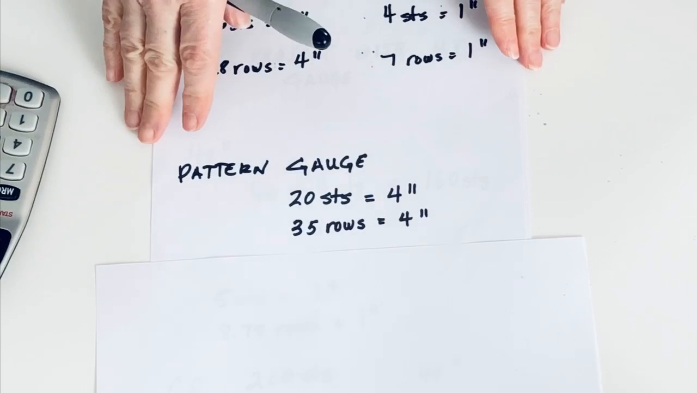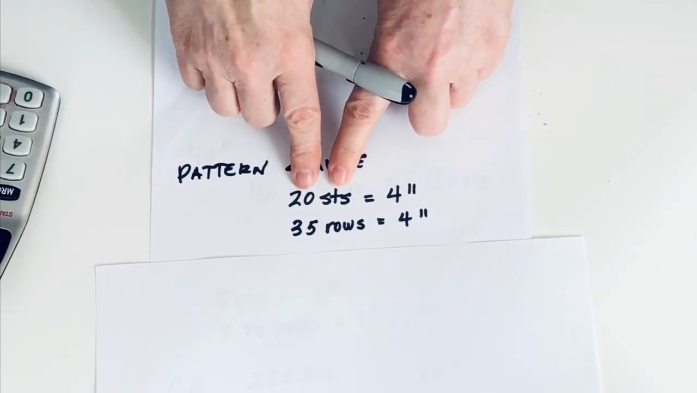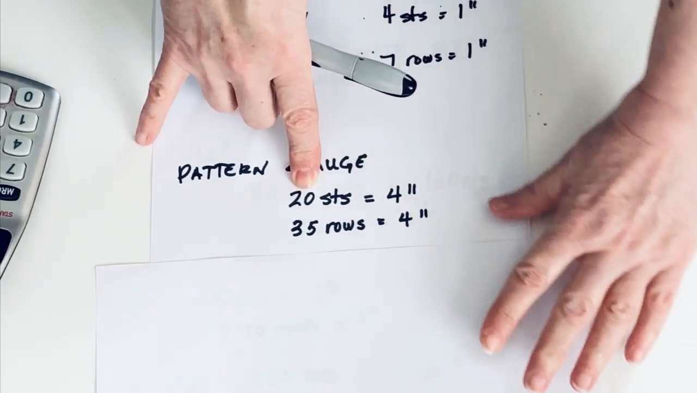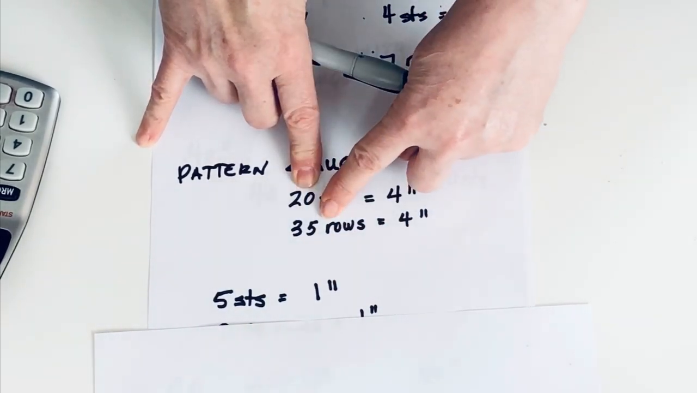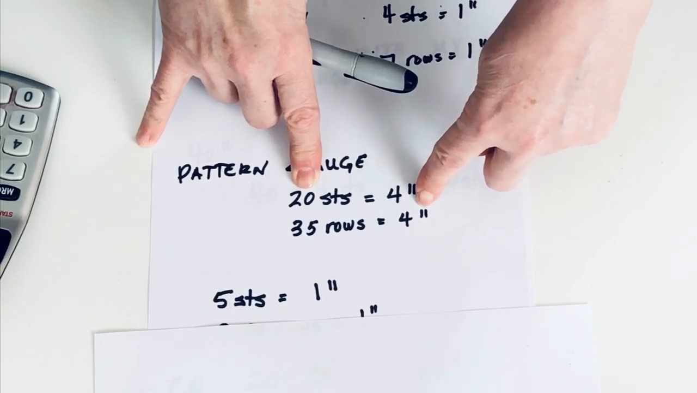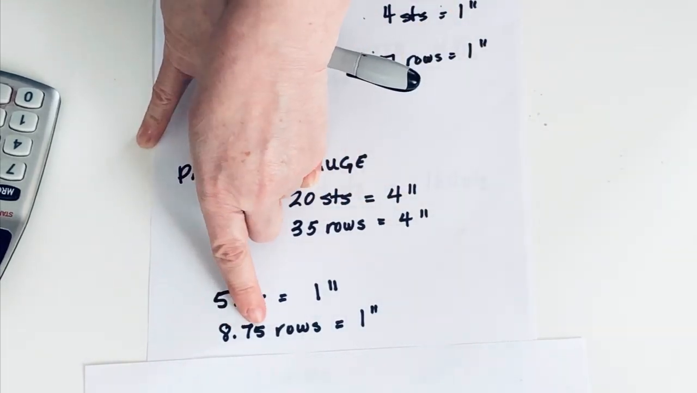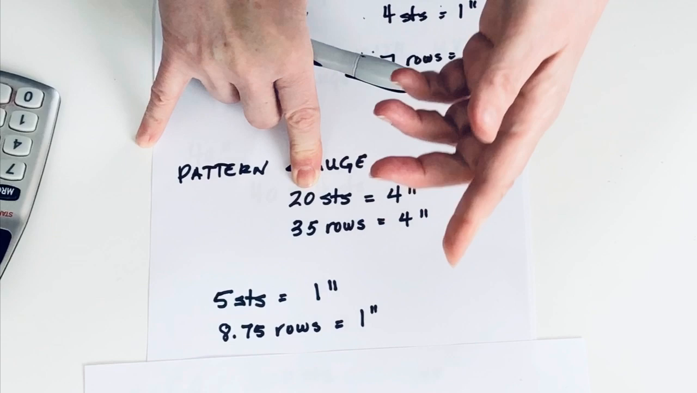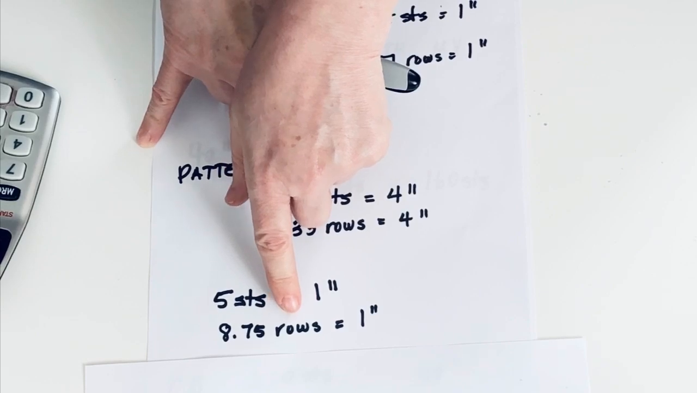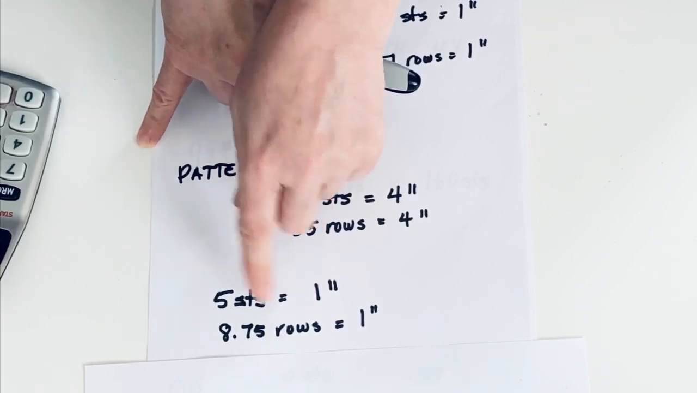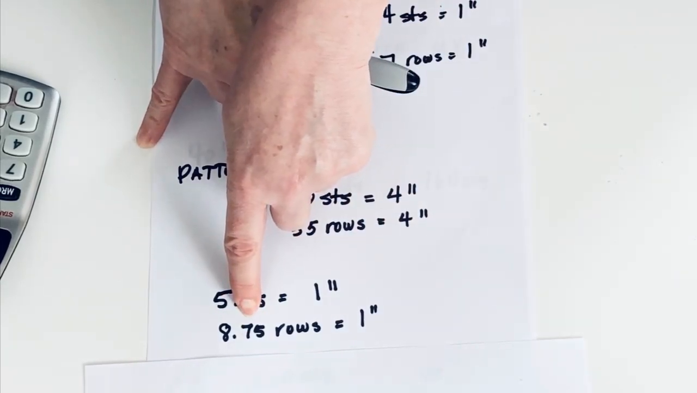If I do the same math on the pattern gauge as I did for our swatch gauge, I have 20 stitches divided by 4 inches, and that gives me 5 stitches equals 1 inch. And I have 35 rows equals 4 inches, called for in the pattern. If I do that, it doesn't come out to be a nice even number, but it's 8.75 rows equals 1 inch. In this case, this is a pattern for a sweater, so I'm not too worried about that, because most patterns, like I said, will give you more of a length to knit until you reach a certain number of inches, but at least I have the information so I can use it if I want.